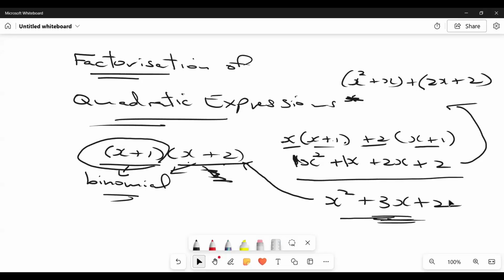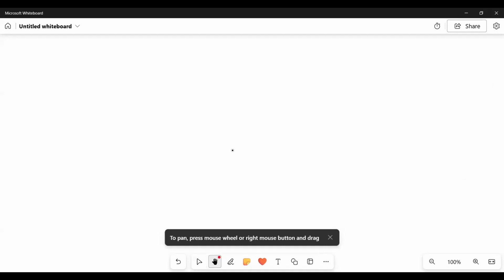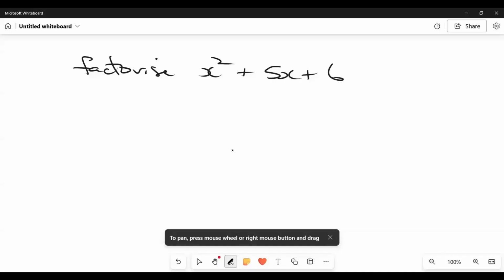I just wanted to illustrate something to you. So we're going to do that, right? Let's say we want to factorize x squared plus 5x plus 6. Look at this. I want to factorize that, right? How do we do that? As I said, we look for two numbers.